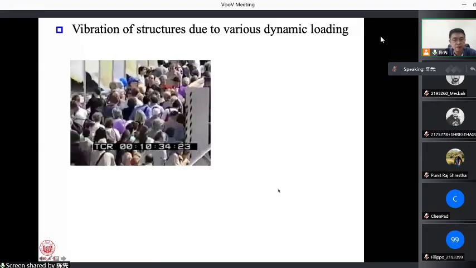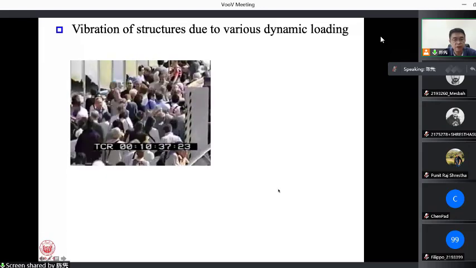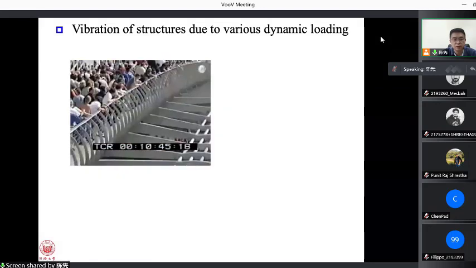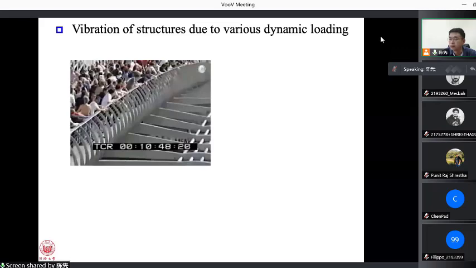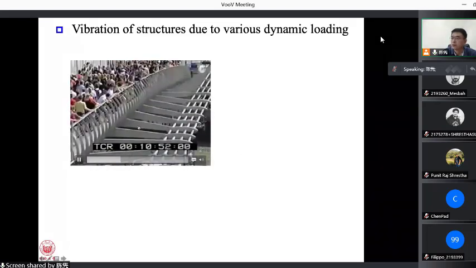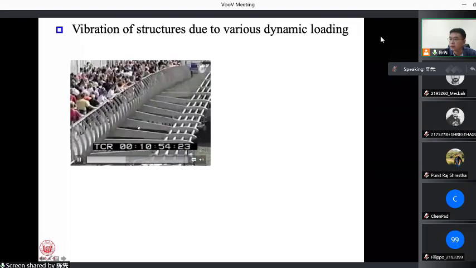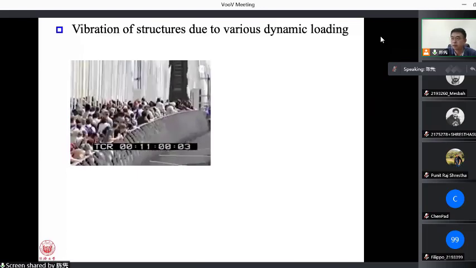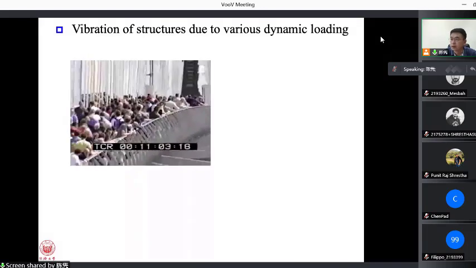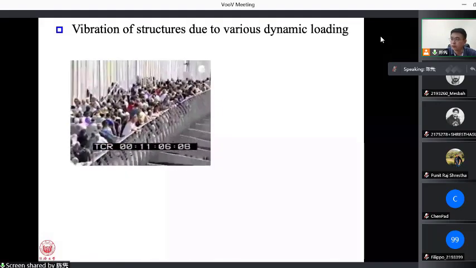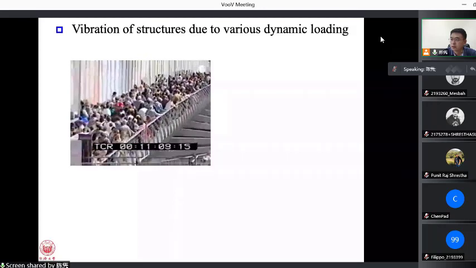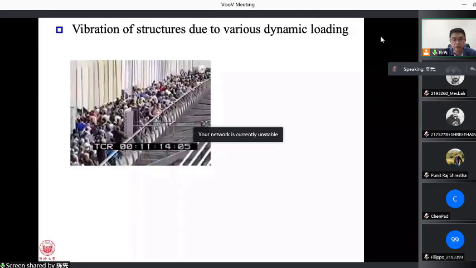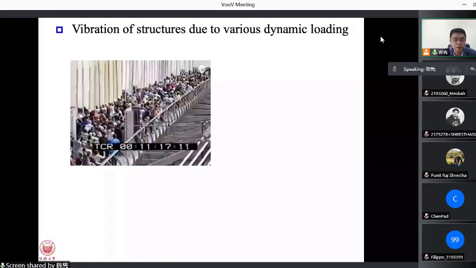And besides the dynamic loadings you may be familiar with, earthquakes, winds, there are some dynamic loadings you may not be very familiar with. Like here, showing here is a very famous example. This is a footbridge in the UK. You can see when people walk on this bridge, the bridge vibrates due to the people's walking load and vibrates horizontally. And I can tell you that this footbridge was closed on its opening day. So this is the record of the first opening day.